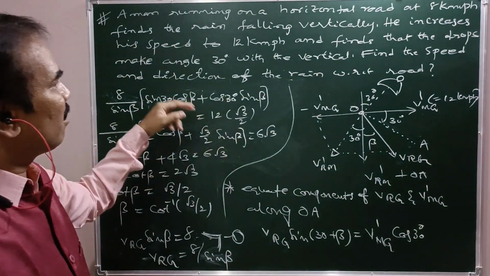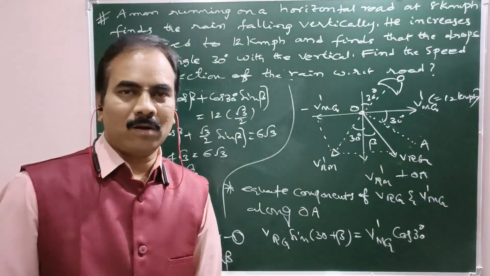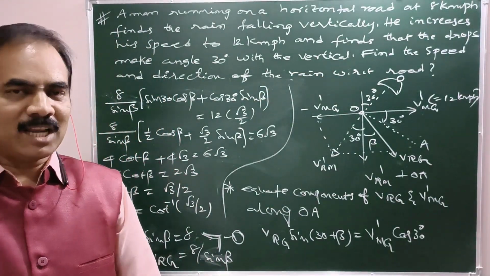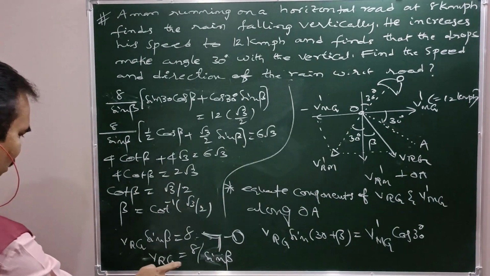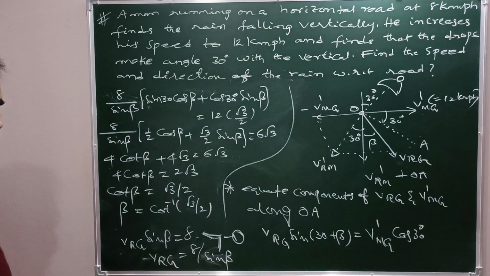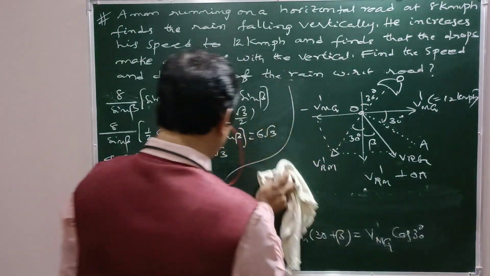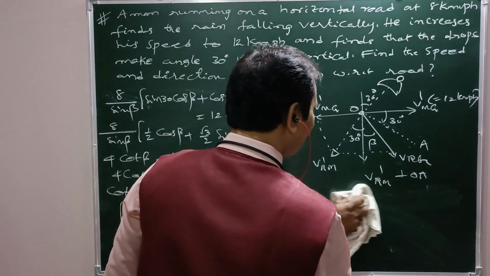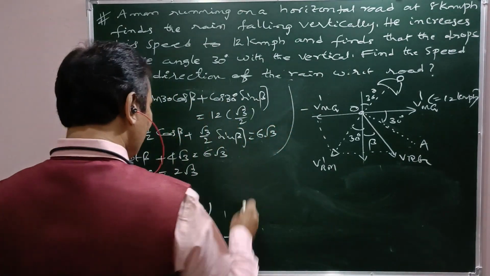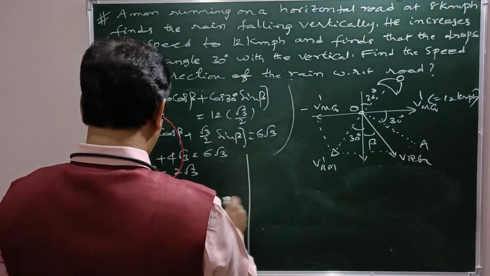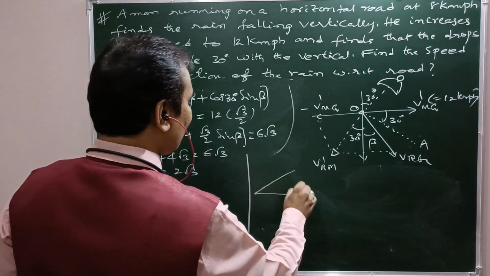Now what is the other question? Find the speed of rain with respect to road, means velocity of rain with respect to ground. That is VRG equal to 8 by sin beta. Now cot beta equal to root 3 by 2. Try to find the other side here.